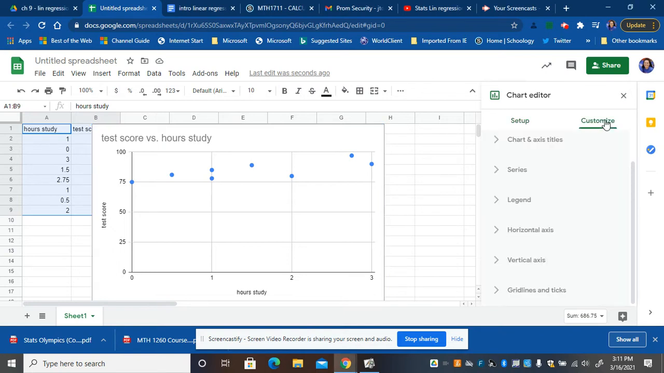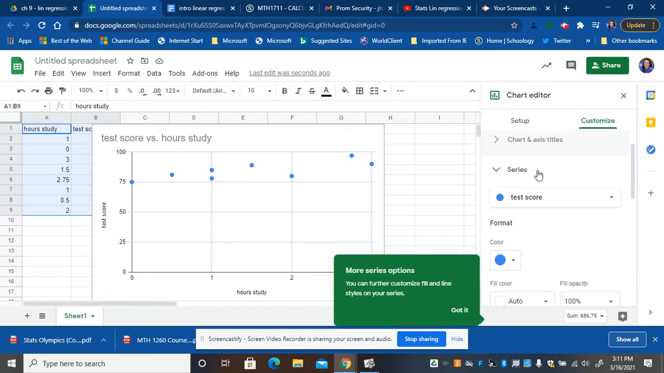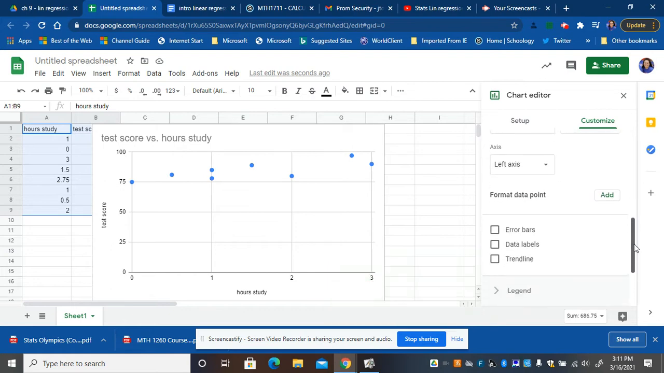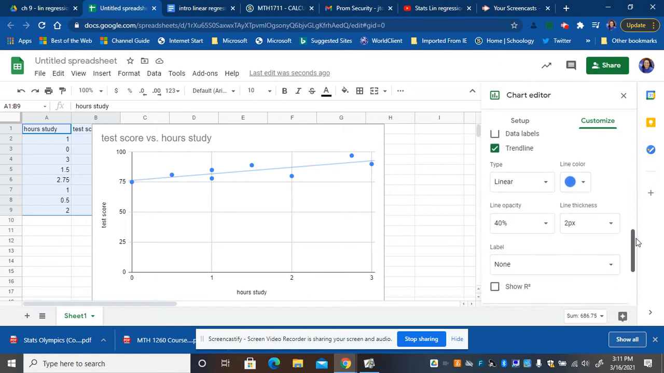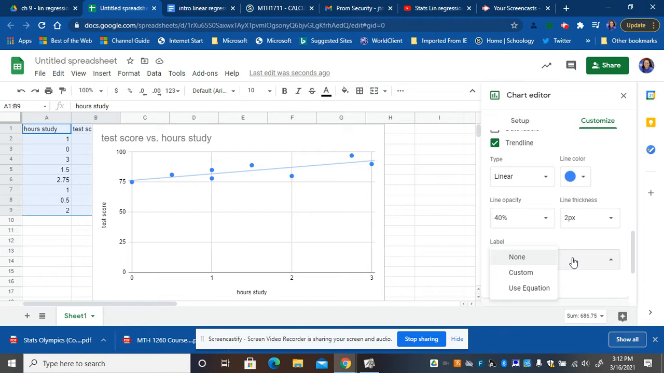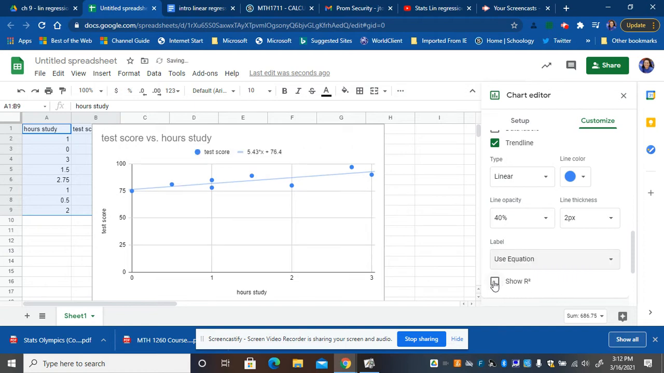So click customize and go to series, trend line. And do you see how it put our trend line? This is called our best fit line. And then if you scroll down below that, we want to label, use equation, and also show R squared. So now we know our equation for test score is y equals 5.43x plus 76.4. That's our equation right here.